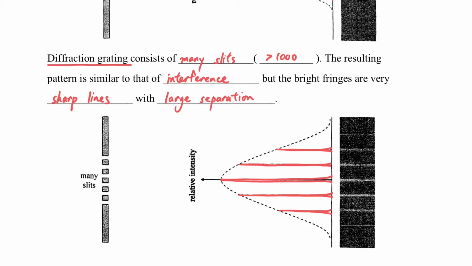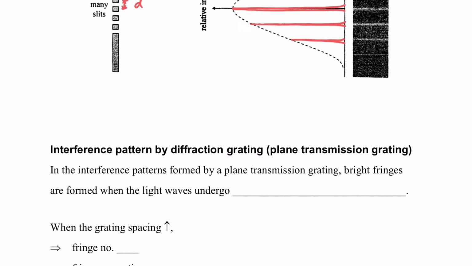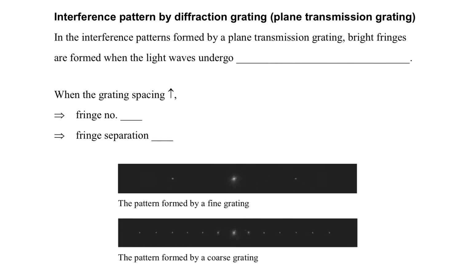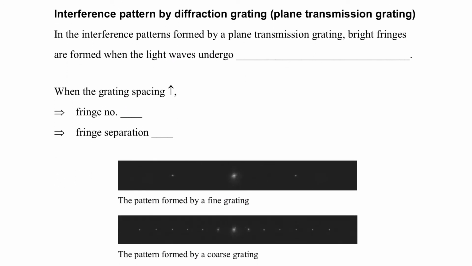So if we compare the single slit, double slit, and then the diffraction grating, it is something like this. And we define the slit separation as d, just to differentiate it from the double slit. And the interference pattern formed by the diffraction grating, or sometimes you can see a term called plane transmission grating, actually it's the same thing. So the bright fringes are the positions that form due to the constructive interference.